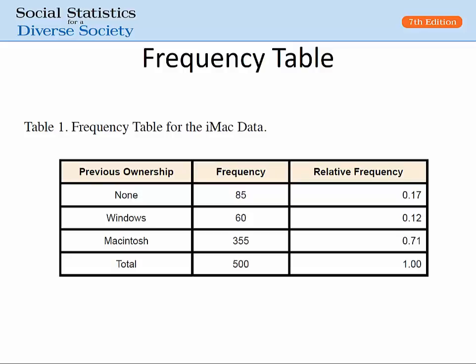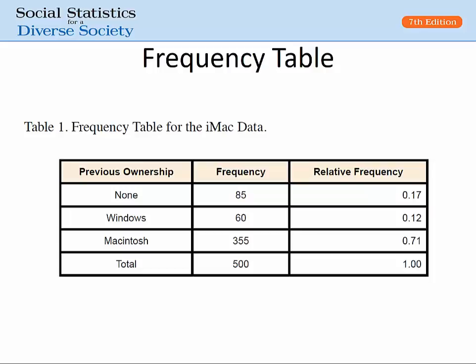So in Chapter 2, we looked at the frequency table for people who had iMacs and what type of computer or operating system they had before that. And so if you recall, none, there were 0.17 or 17%. Windows were 0.12 or 12%. Macintosh were 0.71 or 71%. And the total was 100%, of course, if you add all of those percentages together.